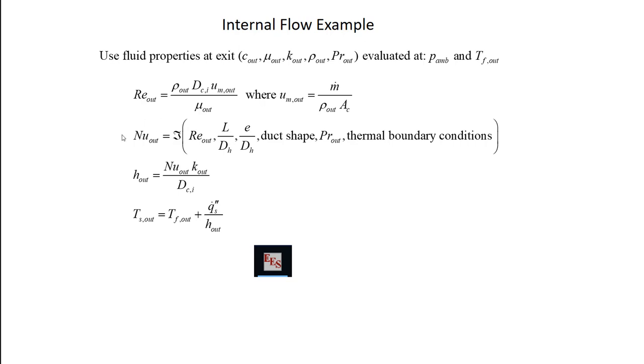Once I have this local Nusselt number, I can get the local heat transfer coefficient right here. And finally, I can calculate the temperature of the conductor material right at the exit, right? And that's what I did right here. So if I go back here, look down here, that's what these calculations are, right? Here's getting all of my outlet properties. This is the mean velocity at the outlet. This is the Reynolds number at the outlet.